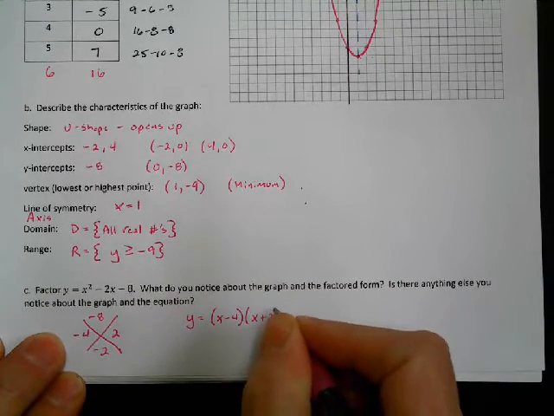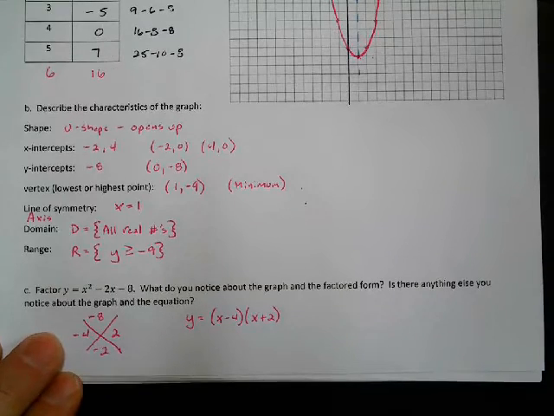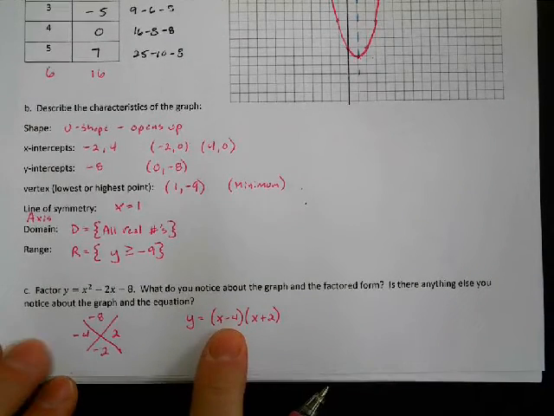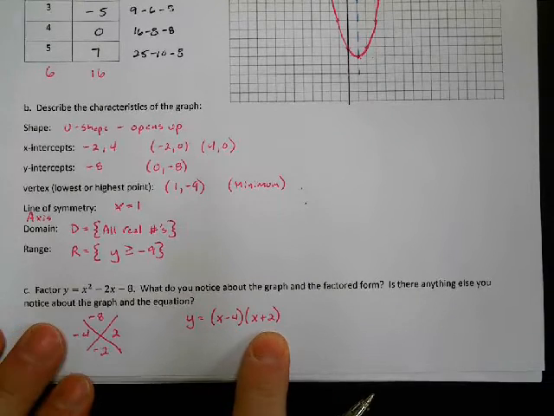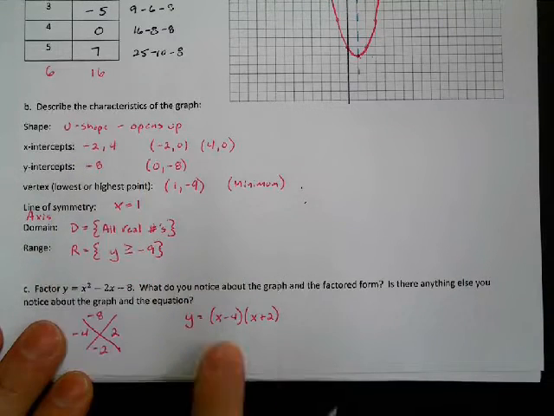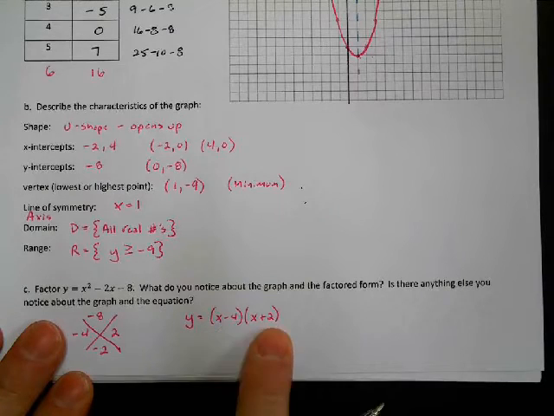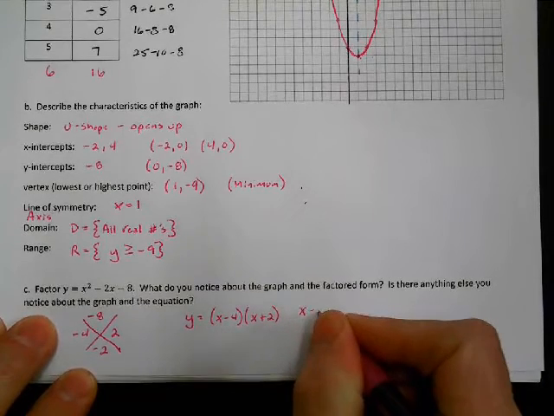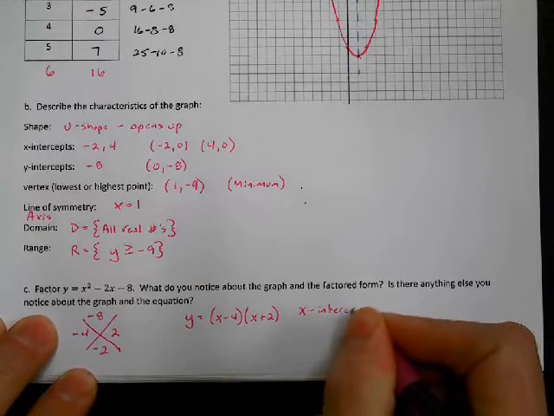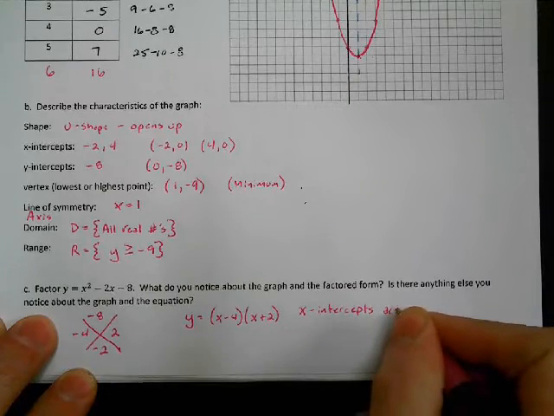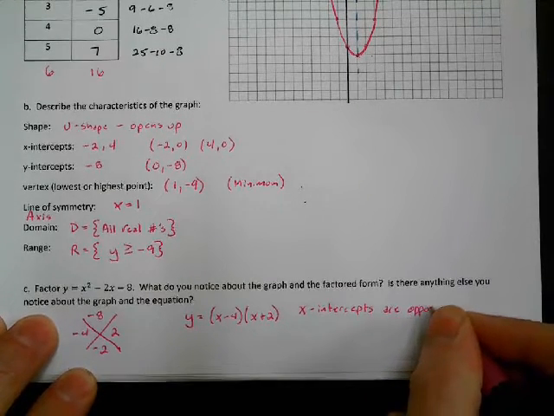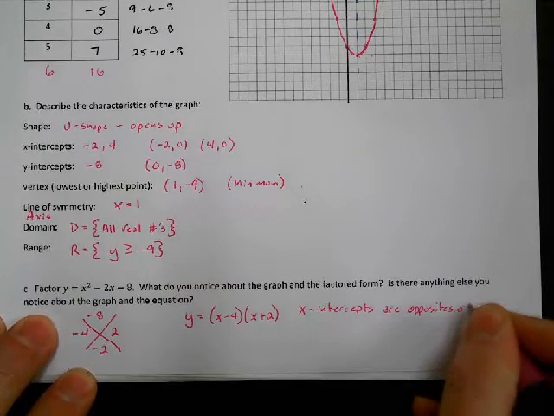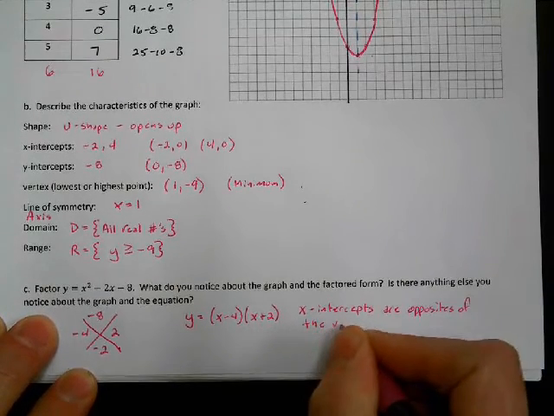So there's factored form. And here's what I noticed about factored form. I've got -4 and +2, and my intercepts were -2 and +4. They're opposites. So my x-intercepts are the opposites of the values inside of my factors. So the x-intercepts are opposites of the values in the factors.